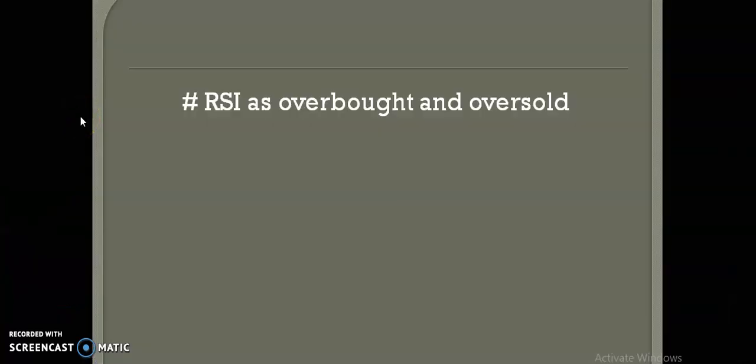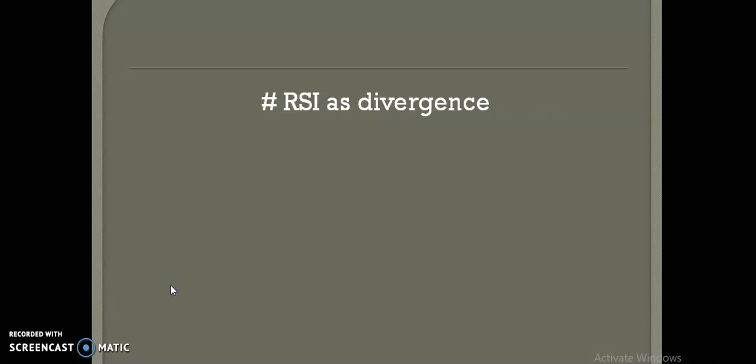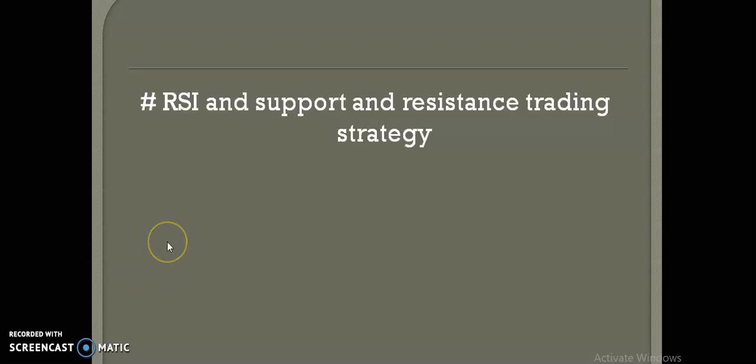These are the 3 most powerful uses of RSI. Let me recap once again. We use RSI to find out overbought and oversold zones. Next, we use RSI to find out divergence. And we use RSI to find out the trend. Now I'll show you the 3 most powerful trading strategies.